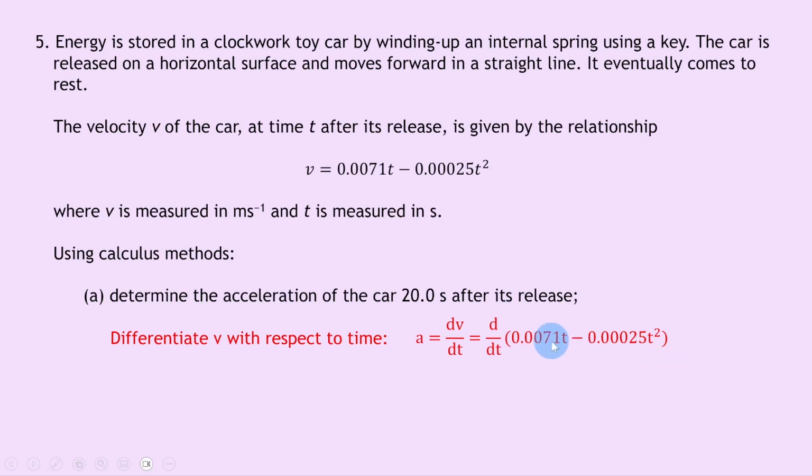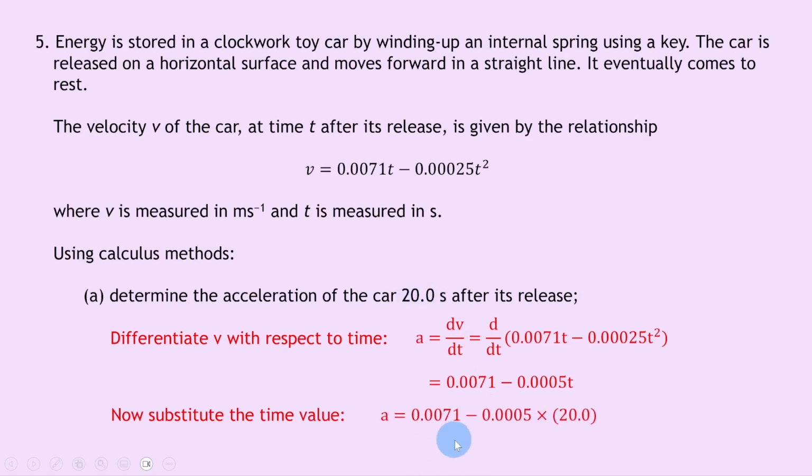So differentiating this, it would just become 0.0071 minus, and remember we bring the power down and multiply it and take 1 off the power, so this will become 0.0005t. And now that we have a general expression for acceleration, we can substitute in the time value of 20.0 seconds. So we have a equals 0.0071 minus 0.0005 times 20.0, and putting that into your calculator should give you an answer of minus 0.0029 meters per second squared.